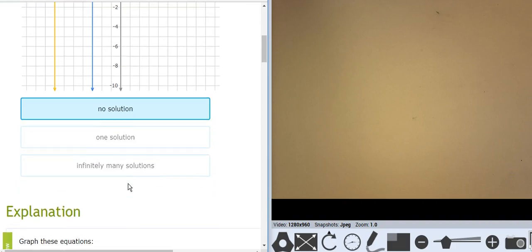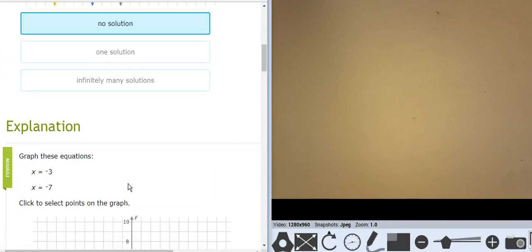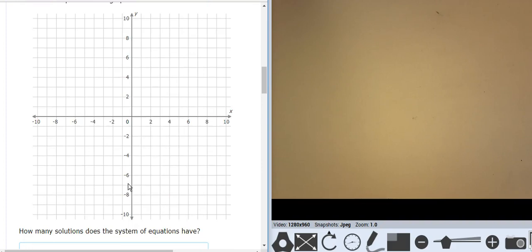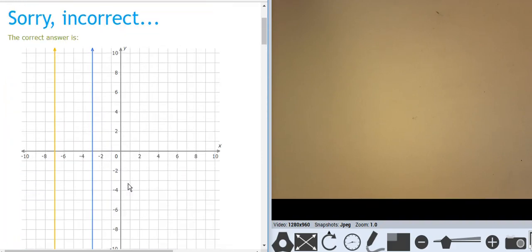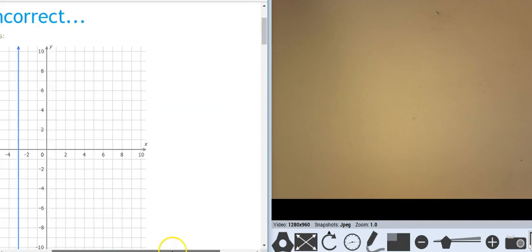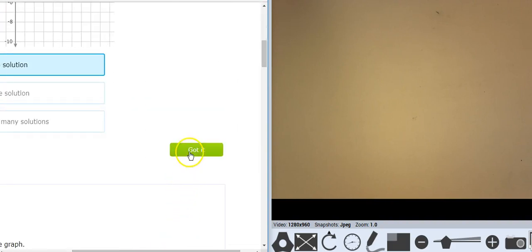How did I mess that up? Because I graphed one as x and one as y. Excellent. So you see that even I make errors, but I keep going. So let's keep going with this. Got it.